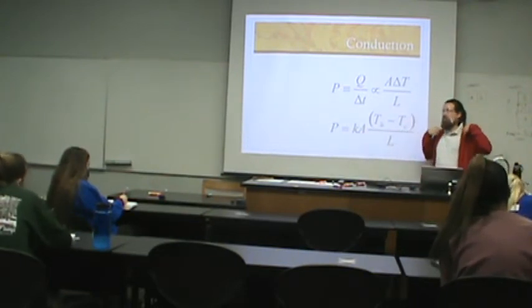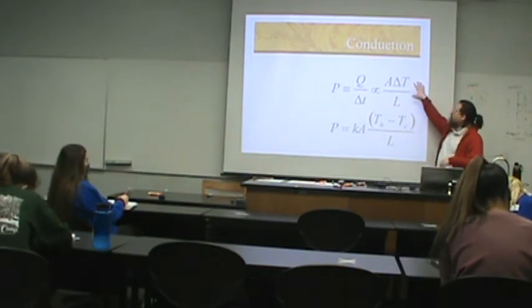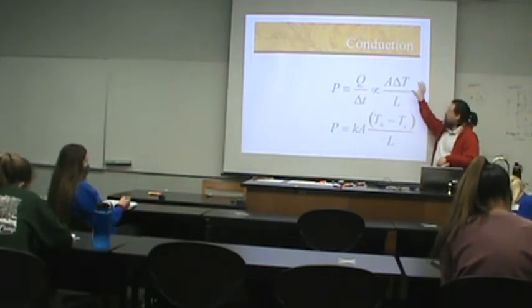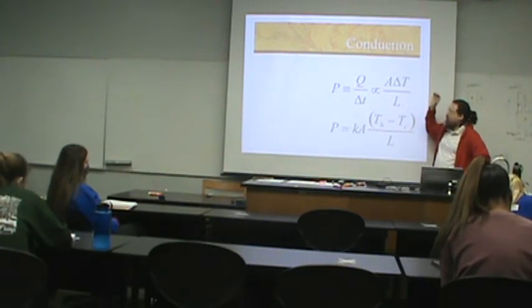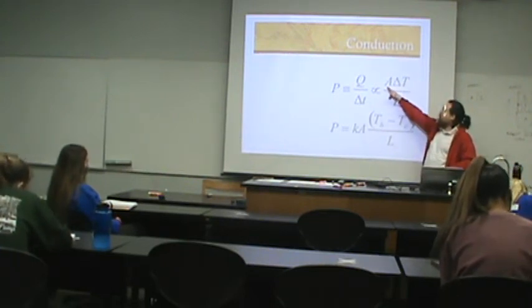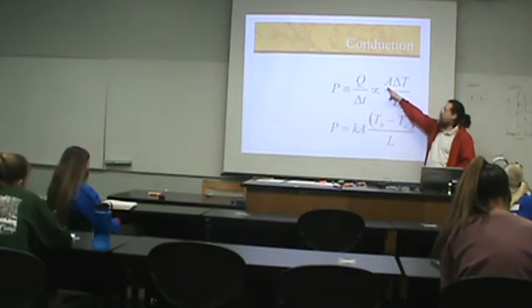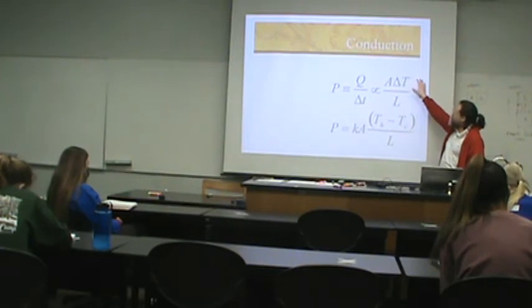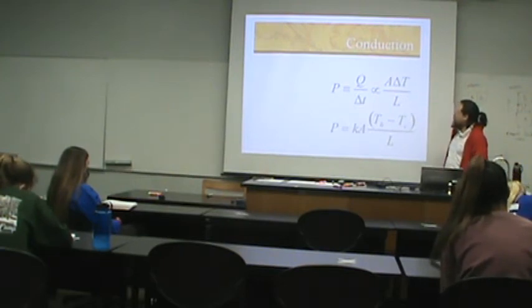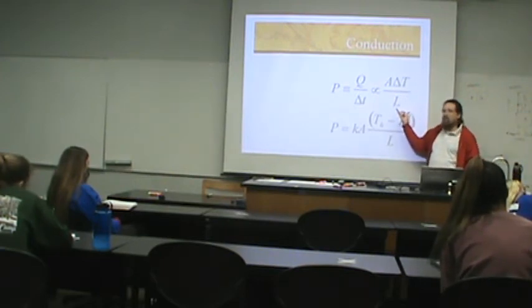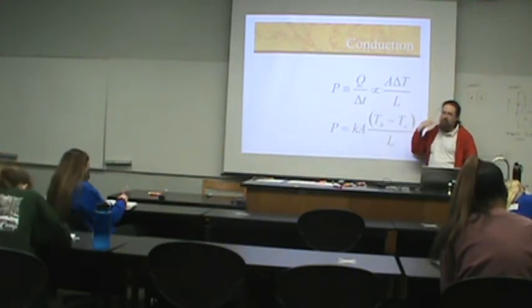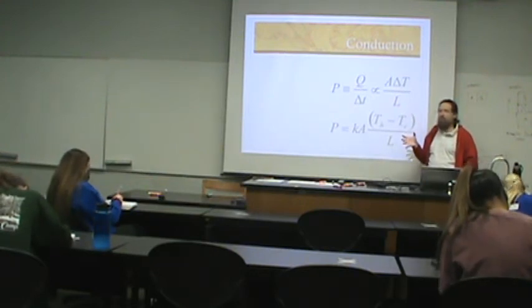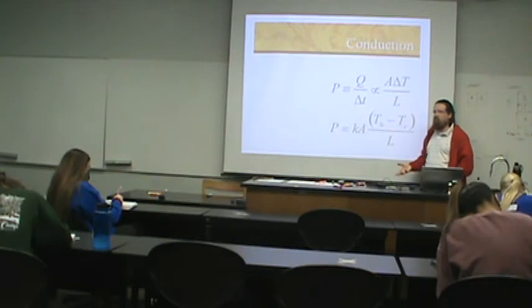So scientists did a lot of research. They figured out that some of the factors that affect the rate at which thermal energy transfers out of objects are the surface area contact between the two transferees, the change in temperature from one side to the other, and it's called L, length, but it's really the thickness of material that the thermal energy transfers through.